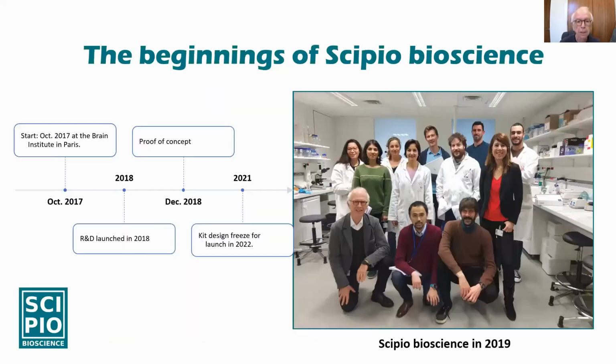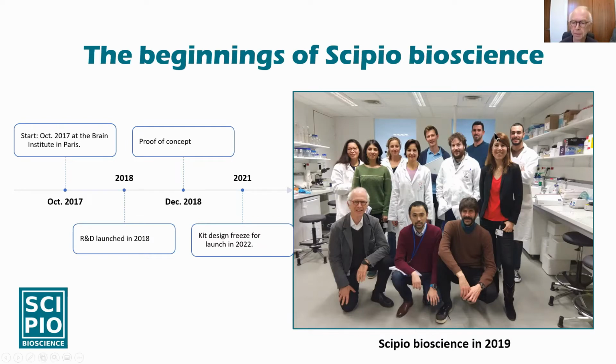So we began in 2017 at a very nice location, the Paris Brain Institute, a relatively recent structure that has lots of services, and was very helpful to get us going. We started hiring people in early 2018, and by the end of the year, we were able to develop what we call the proof of concept, and I'll explain a little bit how that worked. And time goes on, and now we are in 2021, and we've actually terminated the design freeze for our kit, which we are planning to release for the market in 2022.